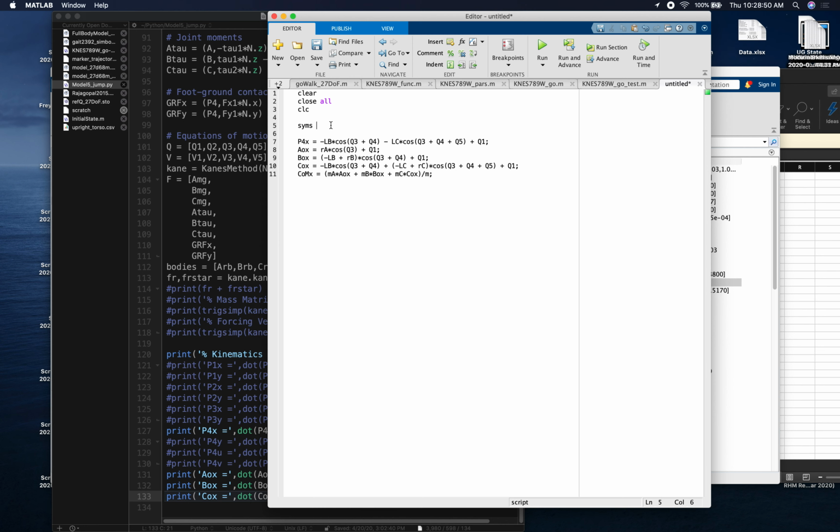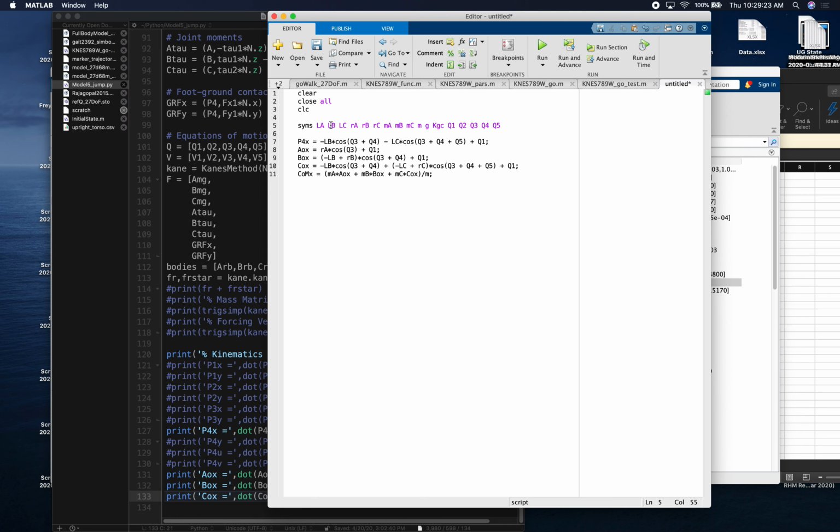So I've got LA, LB, LC, RA, RB, RC, MA, MB, MC, M. I'm going to throw G in here because I'm eventually going to need G, and I'm also going to throw KGC in here for my ground contact stiffness. I'm going to need that later too. We don't need it here yet, but I'll just put it in there for now. And then I'm going to need my generalized coordinates, Q1, Q2, Q3, Q4, Q5.